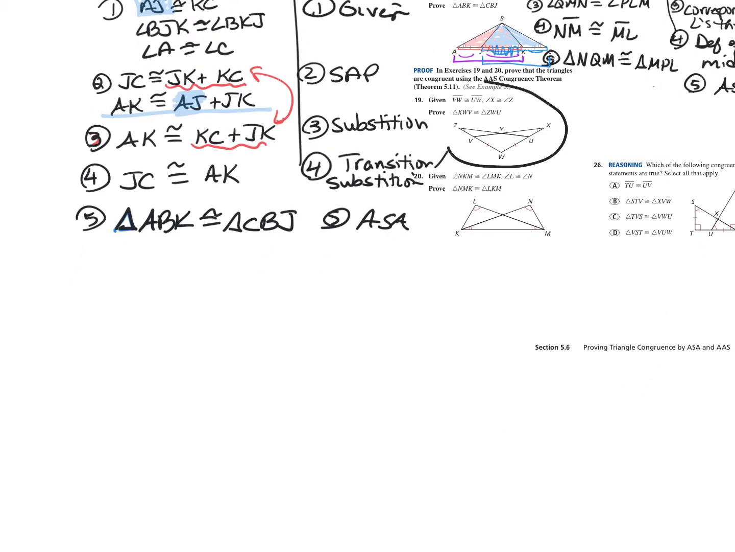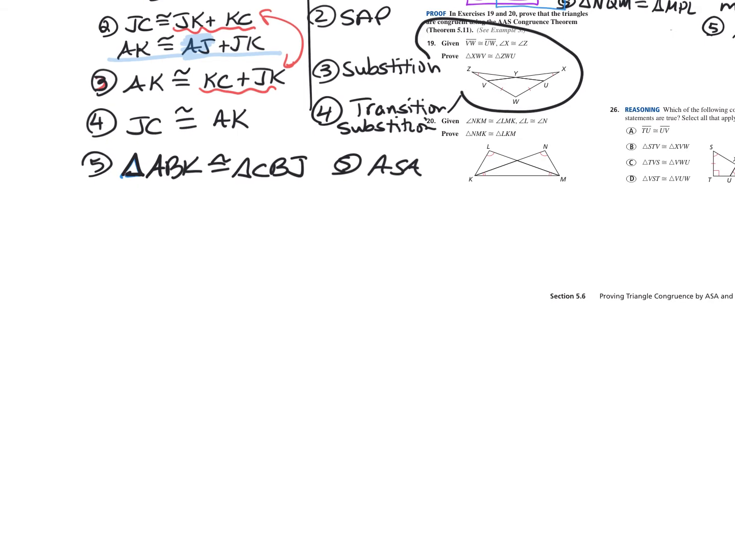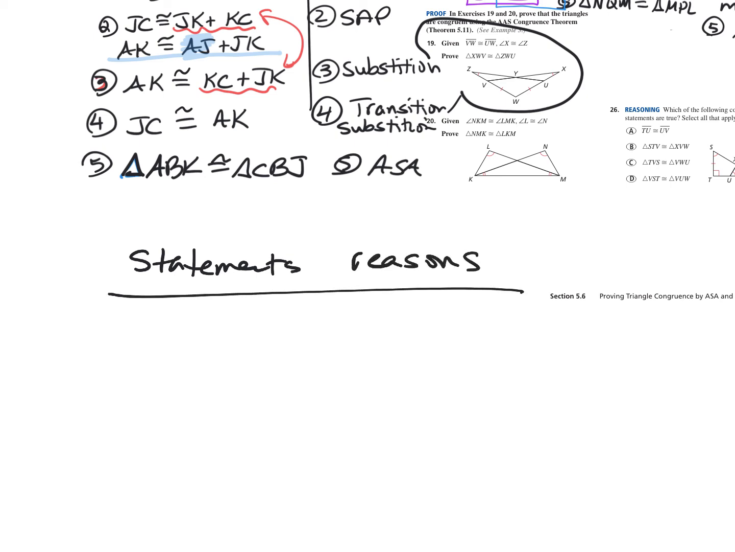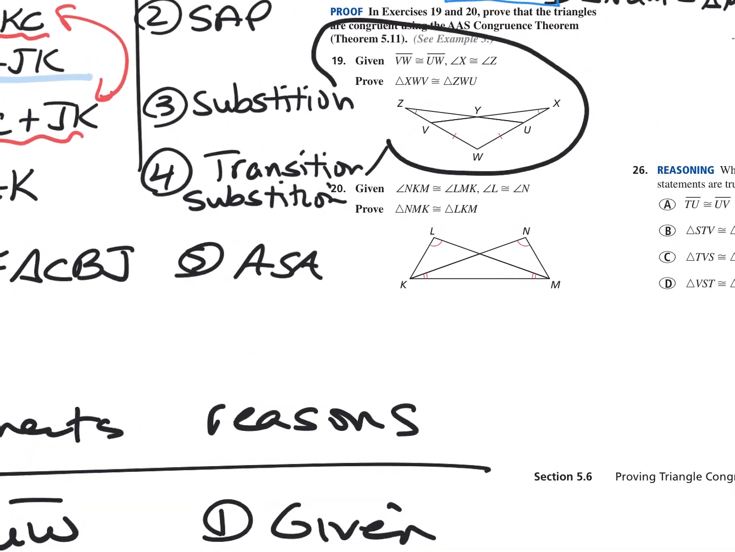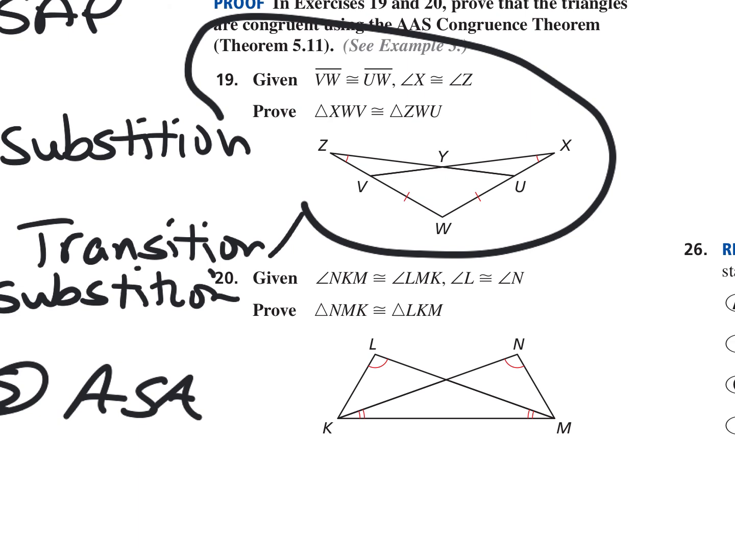It's the picture right here. So again, statements and reasons. So for 19, we are given that VW is congruent to UW, and angle X is congruent to angle Z, and that's our given. And let's see, did they mark everything? Yes, they did.